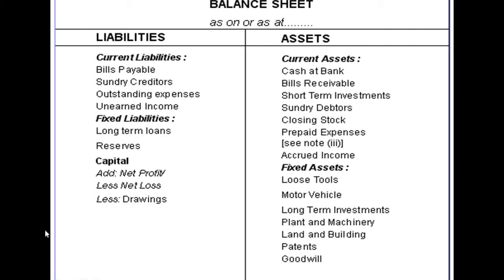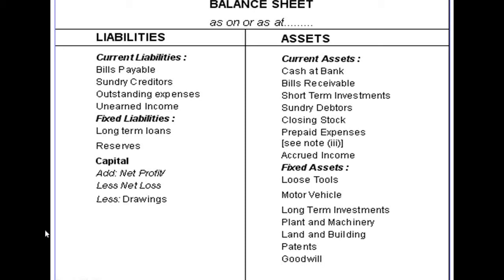It refers to those liabilities which are repayable within 1 year or during the normal operating cycle of the business by the use of the existing resources of current assets. It is called a current liability. The current liabilities are bills payable, sundry creditors, outstanding expenses, and unearned income.